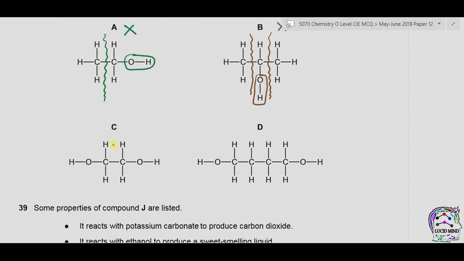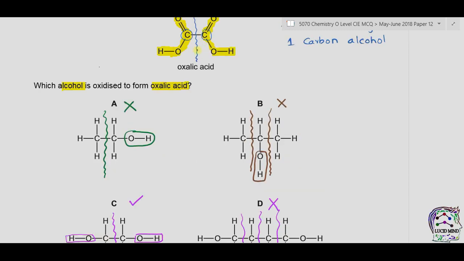In part C we can see that we have 2 carbon atoms. Each carbon atom has an OH group attached, so this is a 1 carbon alcohol. Again this is also a 1 carbon alcohol. So this is oxidized to carboxylic acid, this is also oxidized to carboxylic acid. Part C seems to be correct. In part D we have 4 carbon atoms. These 2 are converted into carboxylic acids. But there must be 2 more carbon atoms present in the product, which is not possible. So D is wrong. So this product, oxalic acid, can only be formed from part C.